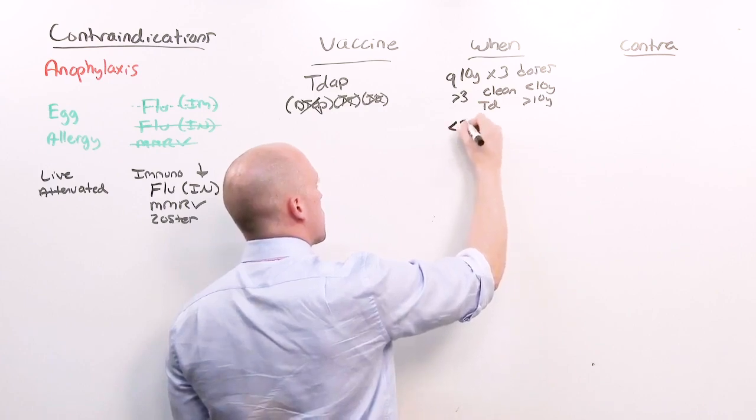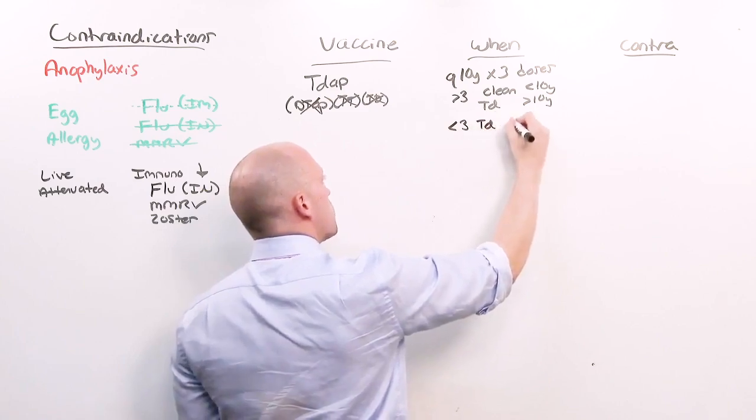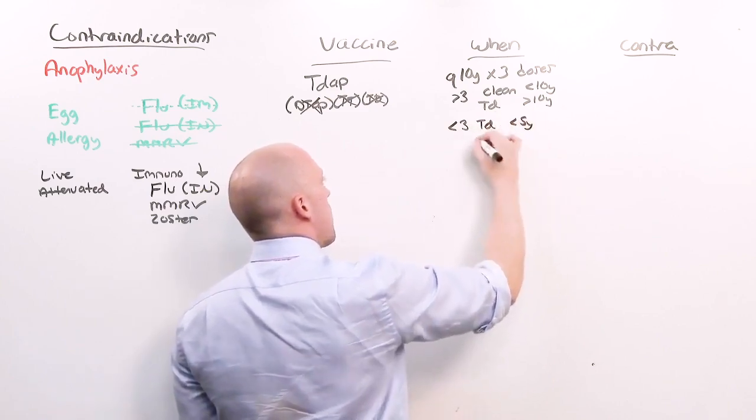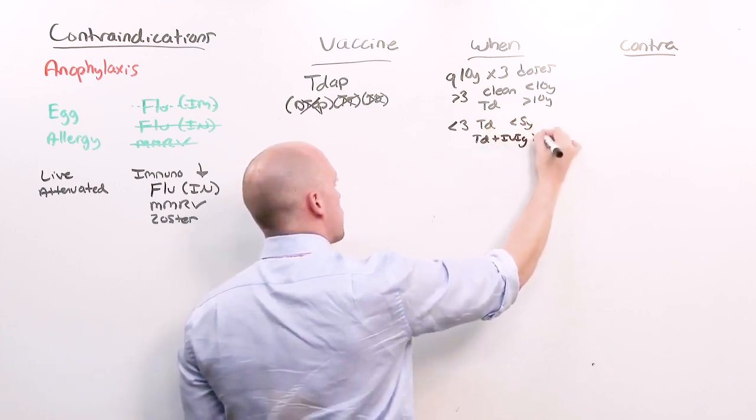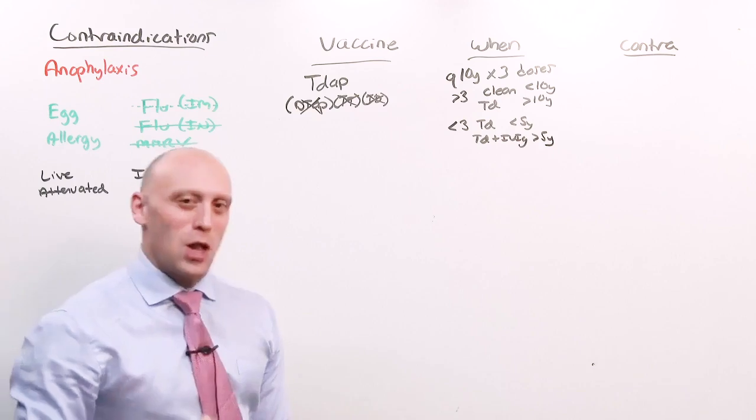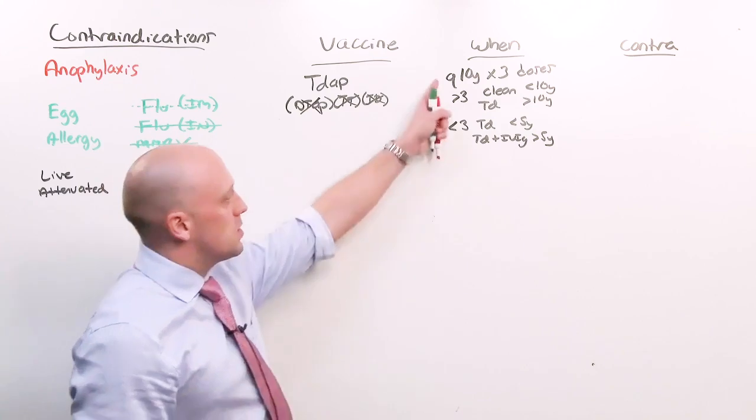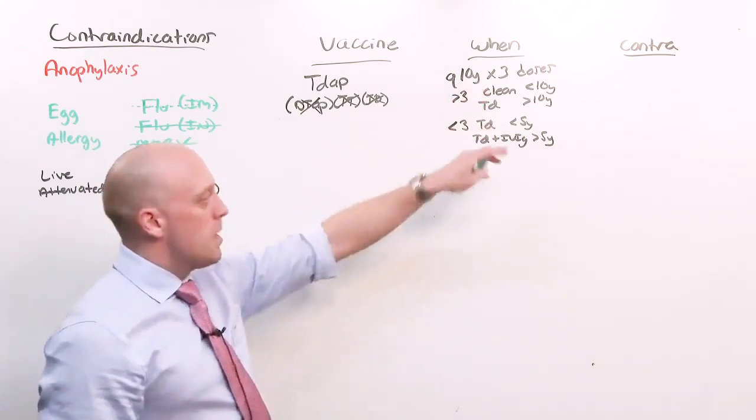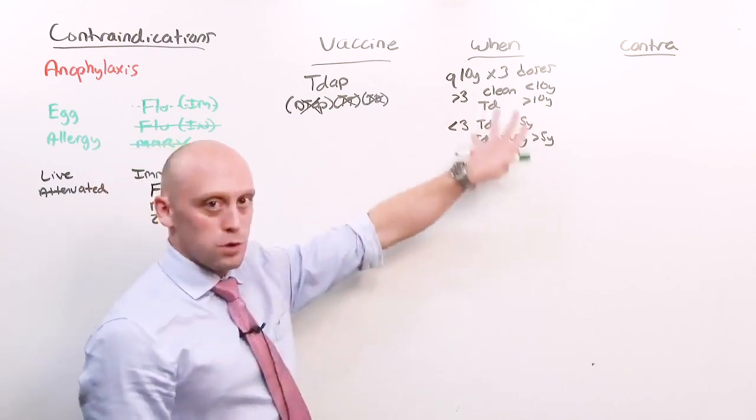If you've had less than 3 lifetime doses, you're going to need to give a booster if it's been less than 5 years, and the booster plus IVIG if it's been greater than 5 years. That's a long-winded one to understand, and we talk a lot about this in the PEDS vaccination lecture. What I want you to see is every 10 years, 3 doses, and then break it down by how many lifetime doses you've had versus how close you are.